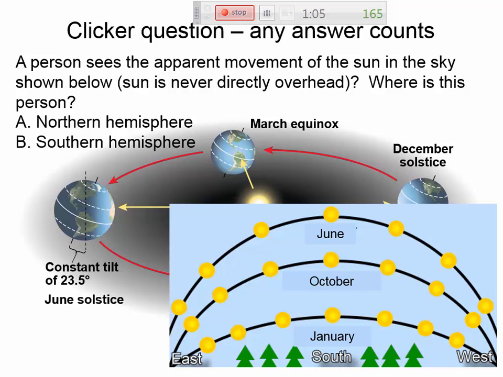In October, from the exact same location, facing in the same direction south, the person would see, again, the sun rising in the east. It wouldn't go quite as high in the sky if this is October. Again, setting in the west. And then in January, rise in the east, even lower in the sky at its maximum during the middle of the day, and then set in the west. So where is this person if this is what the pattern looks like? Is this person in the northern hemisphere or southern hemisphere?